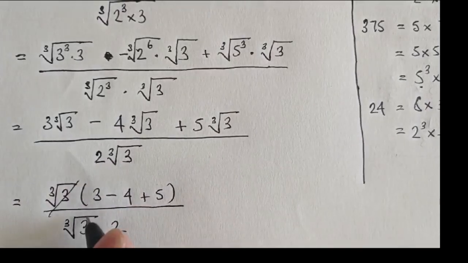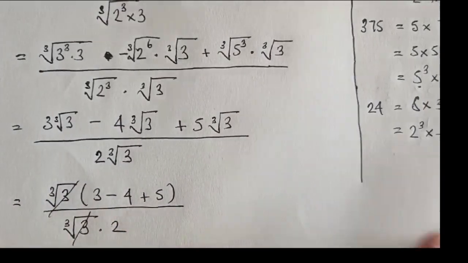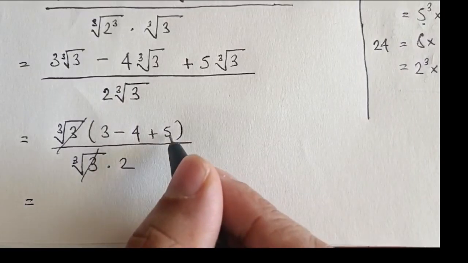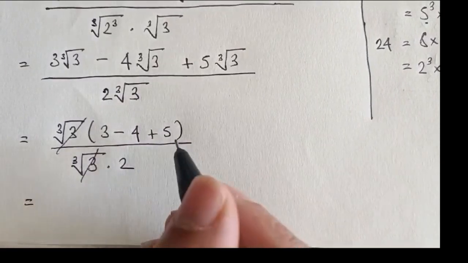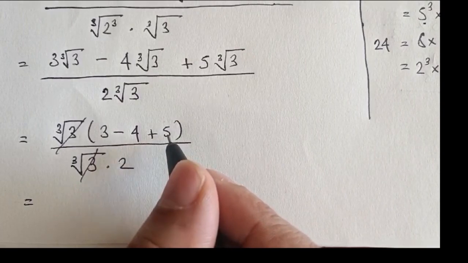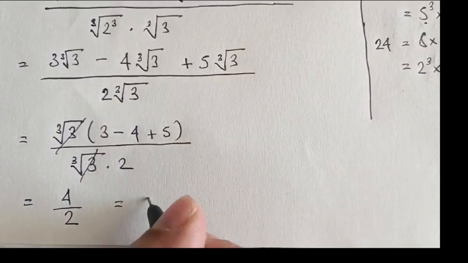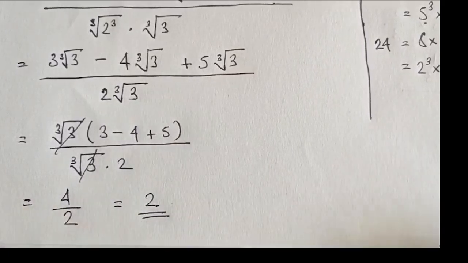These two terms will cancel each other. So what do we have remaining? We have 5. Okay, fine. So 3 minus 4 is minus 1, plus 5 is 4. 4 divided by 2. So the final answer is 2.